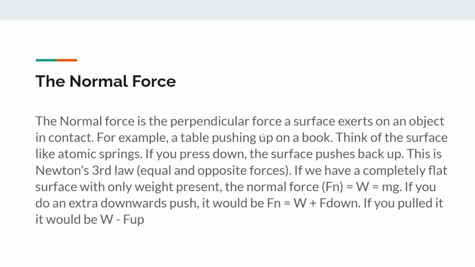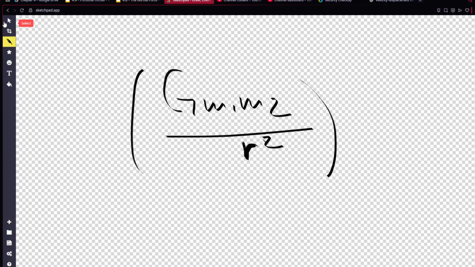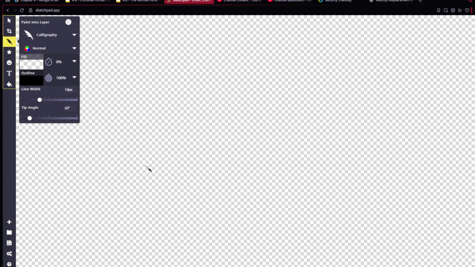So the normal force is the perpendicular force a surface exerts on an object. This is literally the simplest thing ever. Let's say that we're standing on the ground. And also, the ground technically isn't flat. I mean, it's a circle. I'm not sure if you can find a perpendicular. Actually, yeah, I guess there's a tangent line.